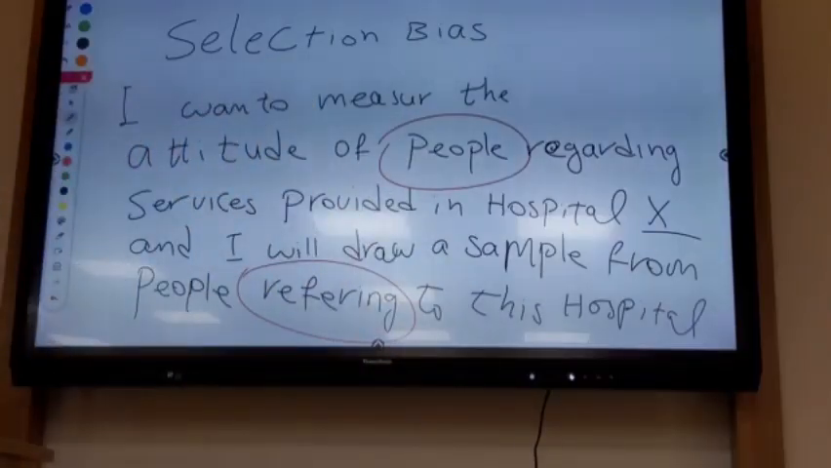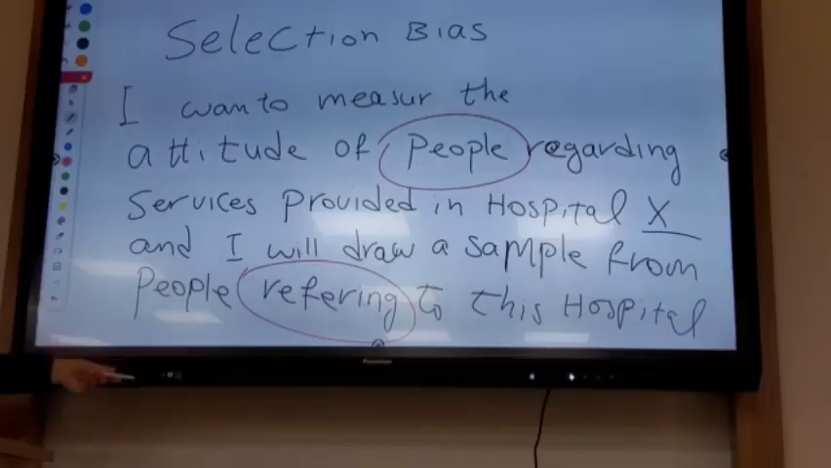I wanted to know the answer of people from the city, that there are several hospitals, and I'm interested in Hospital X. I will draw a sample of people coming to Hospital X. Is it a good sample or not? No, because people who probably come to the center had a bad experience with the hospital. And people who had a good experience will not bother. If some people have a bad experience of referring to this hospital, they will not come again to this hospital.